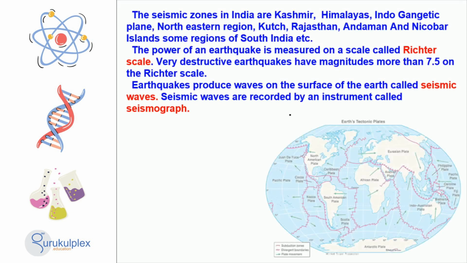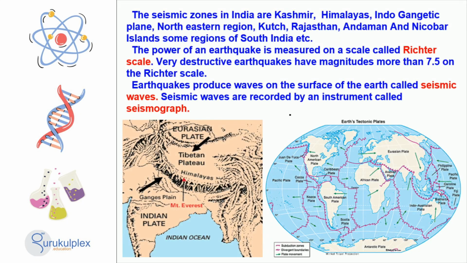India is seen as one of the most seismically active areas on the planet. The seismic zones in India are composed of the Kashmir region, the Himalayas, the Indo-Gangetic Plain, the northeastern region, Kutch, Rajasthan, the Andaman and Nicobar Islands, and some parts of South India. The magnitude of an earthquake is ascertained using the Richter scale, and earthquakes registering 7.5 or more on it can be extremely damaging.